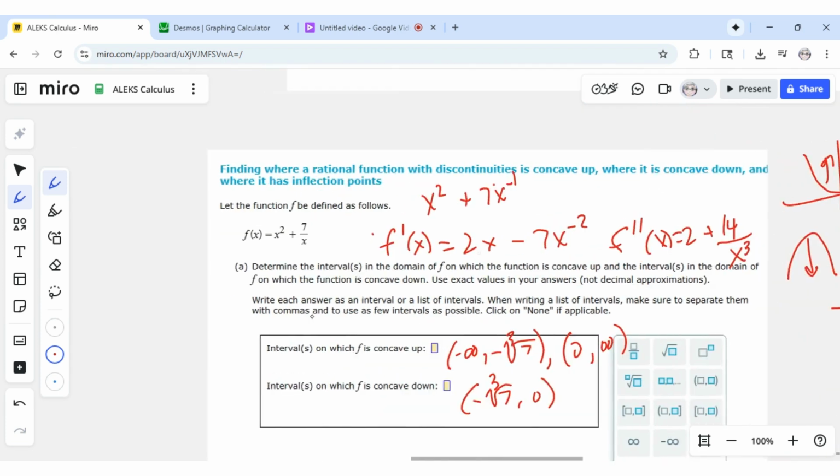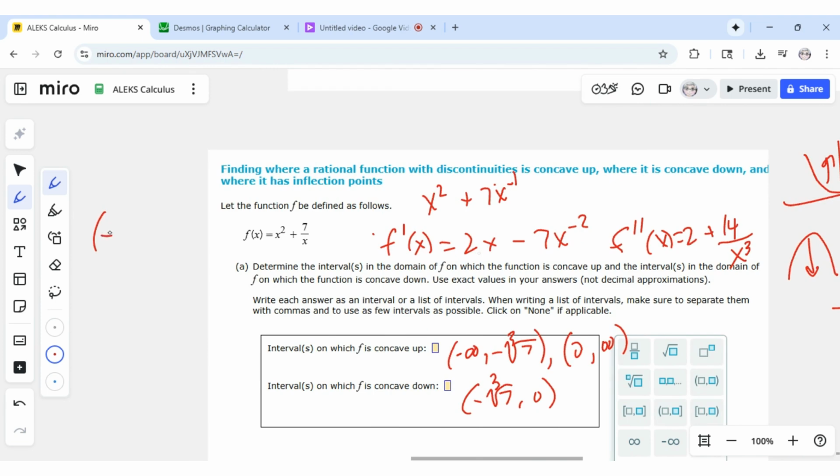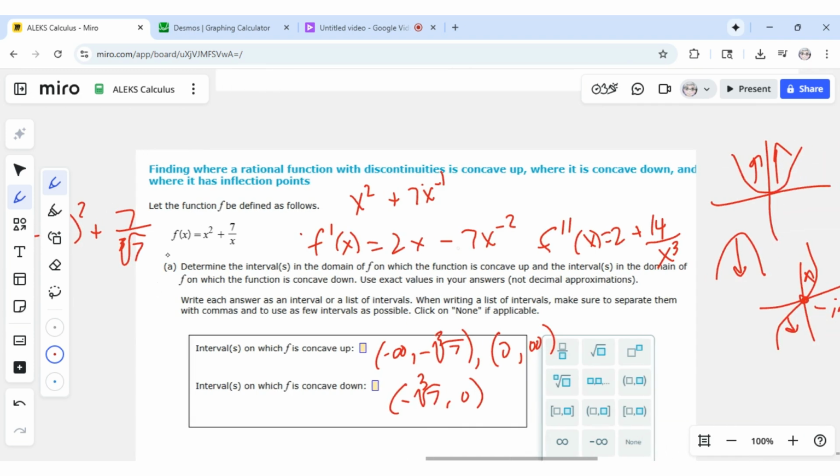We have to go back to the original function. So we've got negative cube root of 7 quantity squared plus 7 over the cube root of 7. Let's see, I think we can do some work with this. I'm going to multiply, this is 7 to the 1/3. I'm going to multiply by 7 to the 2/3 over, negative cube root of 7. I'm going to multiply by negative 7 to the 2/3 over negative 7 to the 2/3.